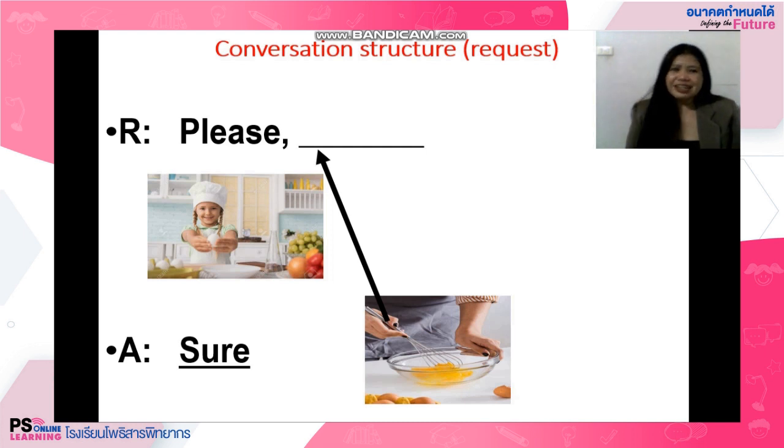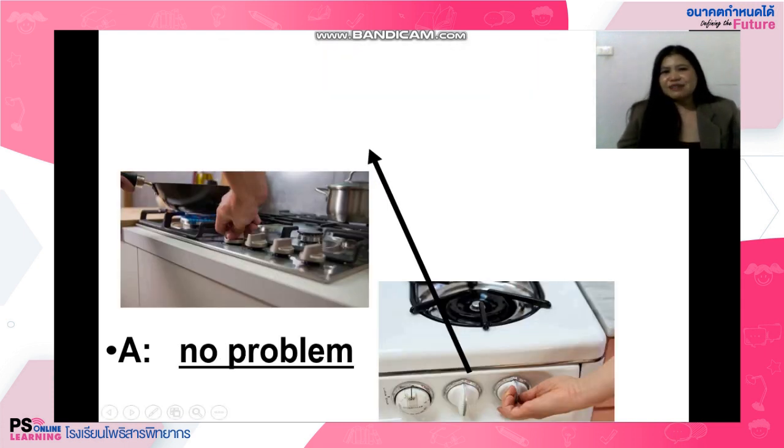That action is called whisk, right? Whisk what? Whisk the egg. So you say, please whisk the egg. Or you say, please whisk the eggs with S. It's okay, you use egg or eggs. And then the answer is sure. Easier. Next example.